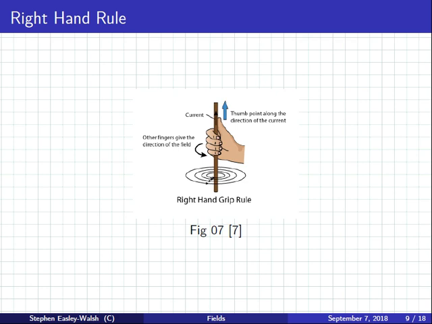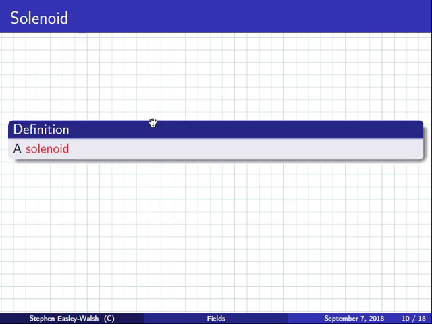Come on. What is wrong with this today? There you go. The next thing we have to do is just give the definition of a solenoid. So you can see it's quite a short definition. A solenoid is a coil.